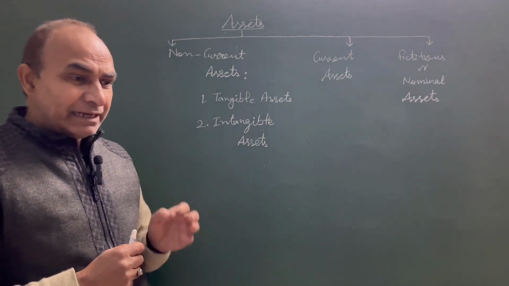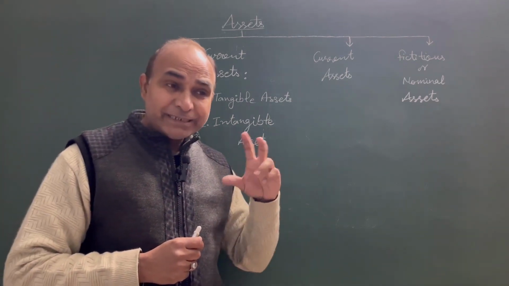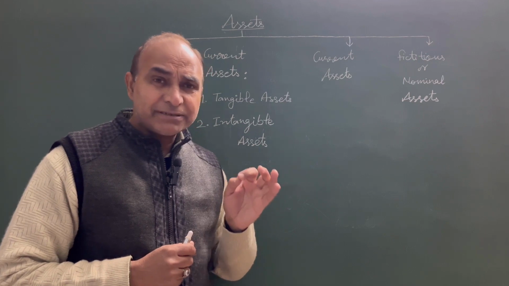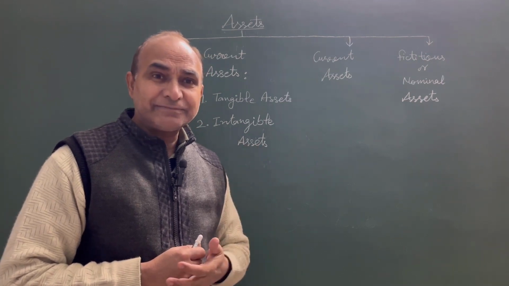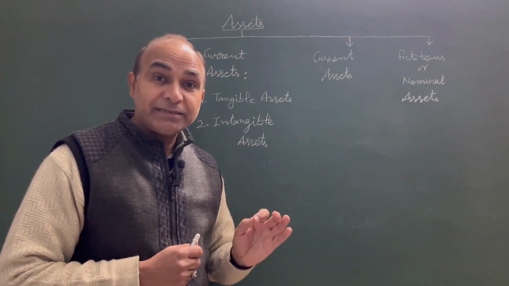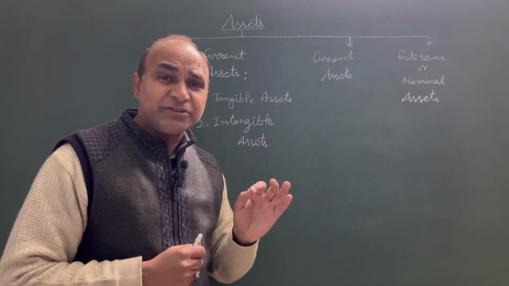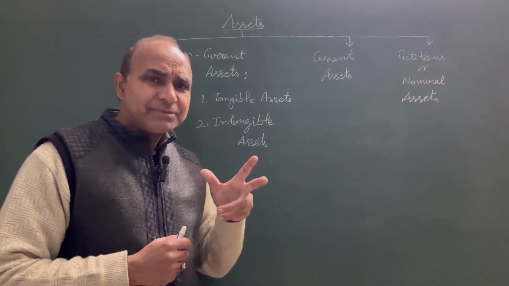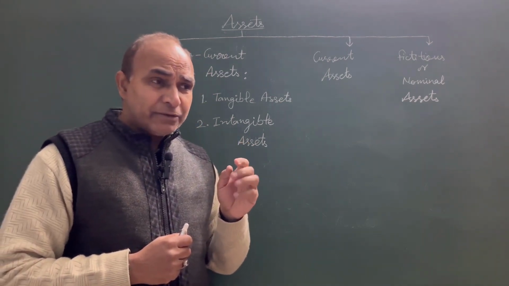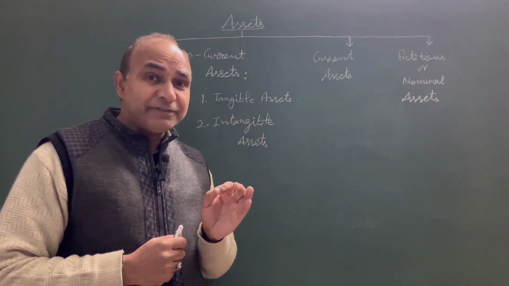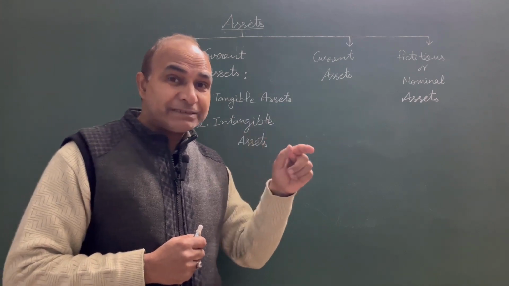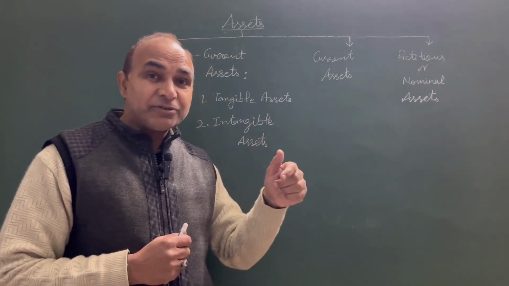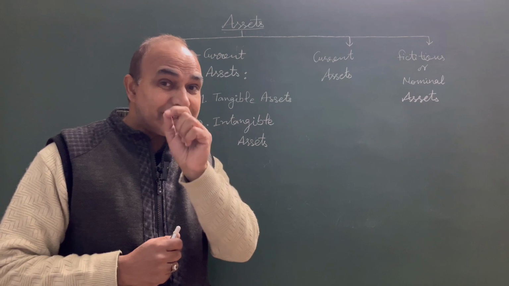Assets. Assets from a business point of view simply means the property of the business. It means anything which is in the possession of the business is termed as assets. Assets are something which is going to provide benefit to the business in the near future or in the long run. That is termed as an asset.